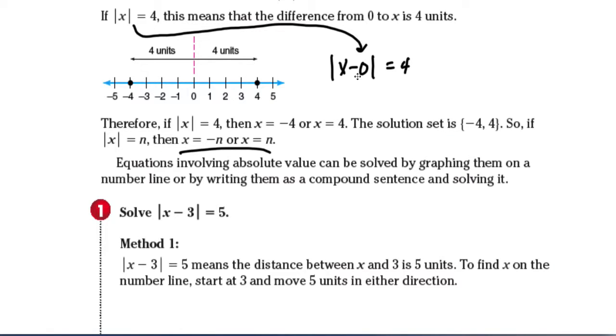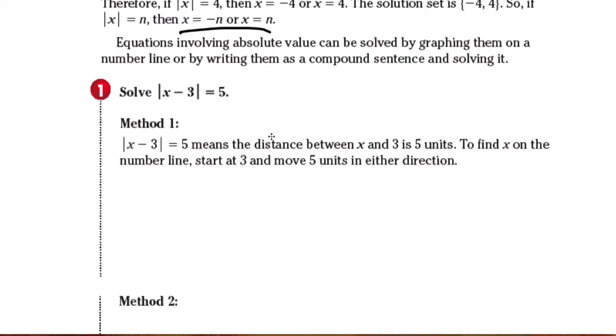Just like what we discussed here, the absolute value of x minus 0 equals 4 means the difference between x and 0 will be 4 units. That's the reason why we start with 0, and then we move 4 units to the right and 4 units to the left. So following that same example, take a look at method 1. It means the distance between x and 3 is 5 units.